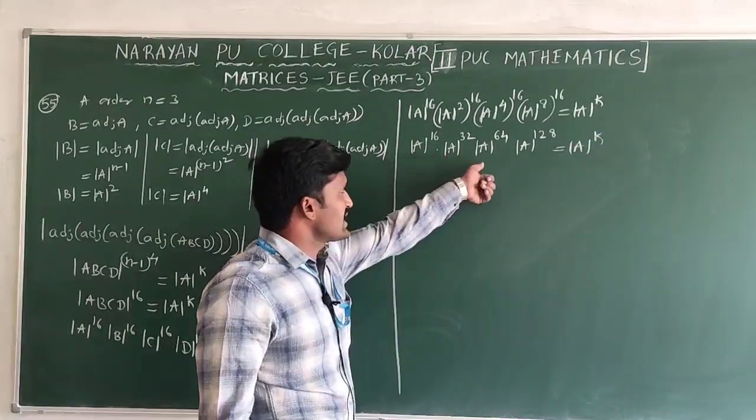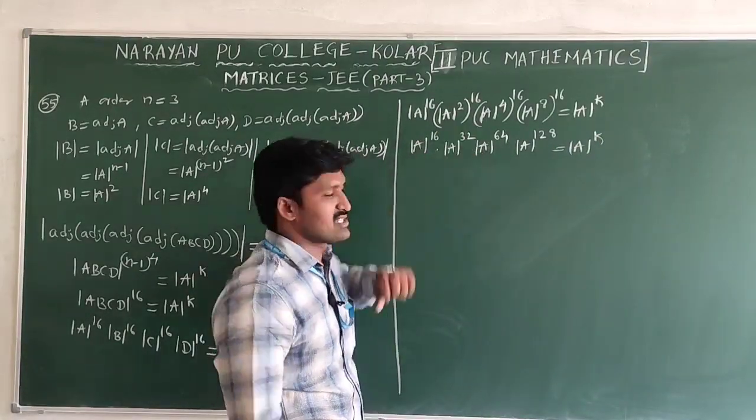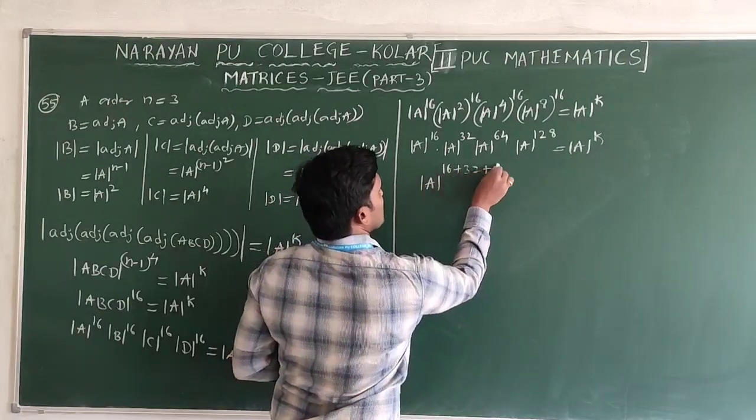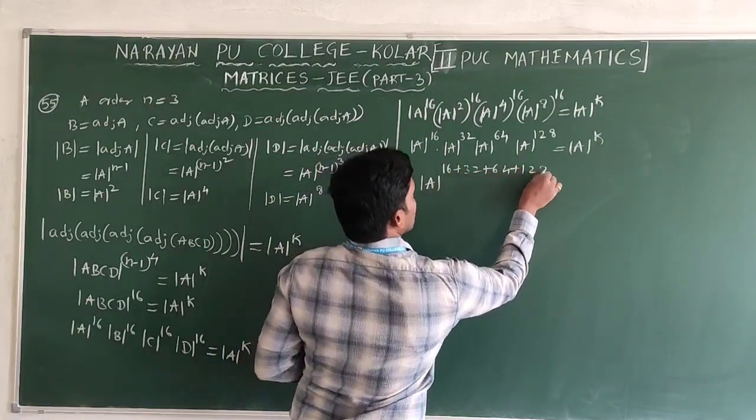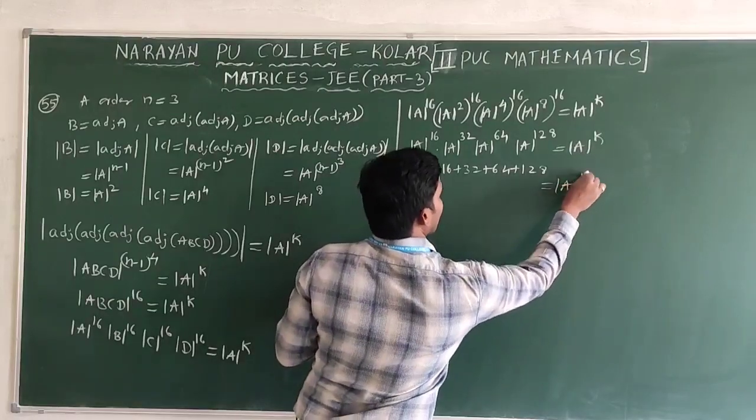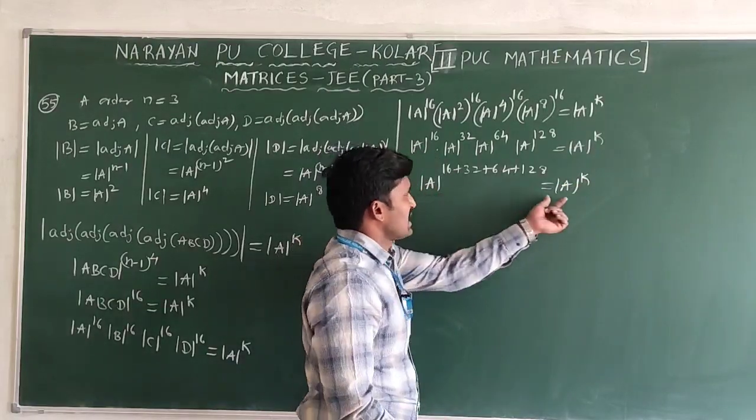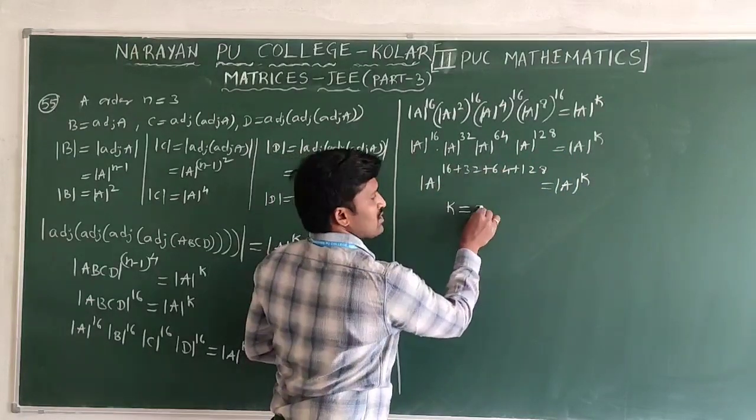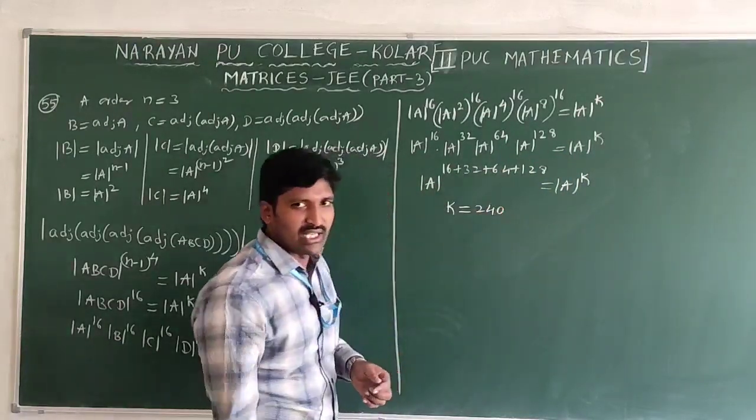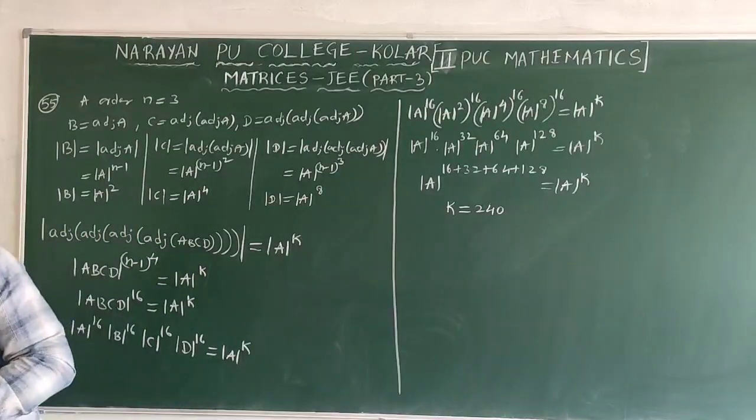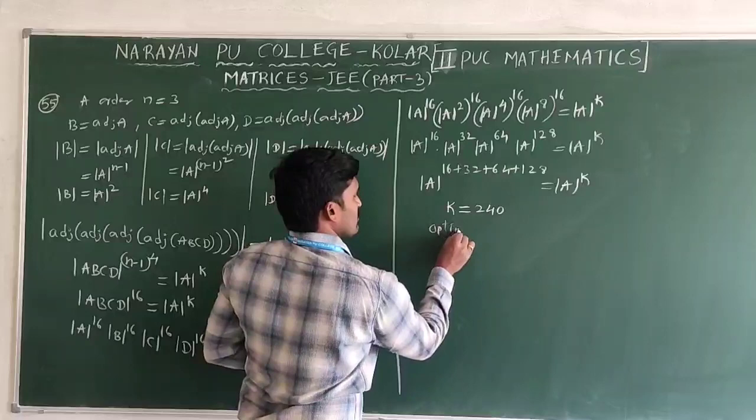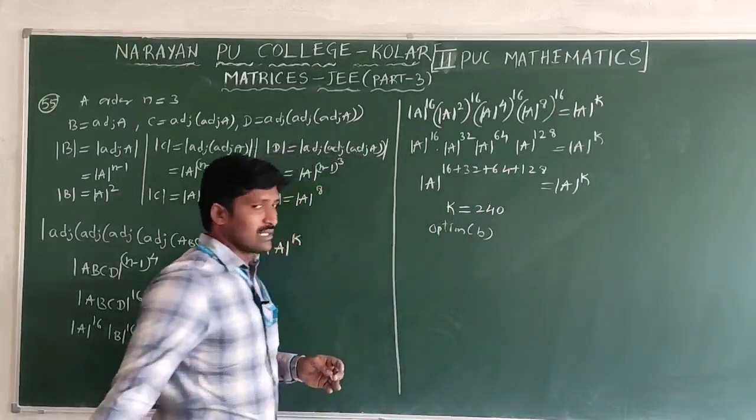Now if the product is there and bases are the same, we can add powers. By adding all this, 16 plus 32 plus 64 plus 128 equal to det A whole power k. Now bases are the same, we can compare powers, the index. K equal to, by adding all this, what will you get? 240. Now 240 is there in which option? Option B. Option B is the correct one.